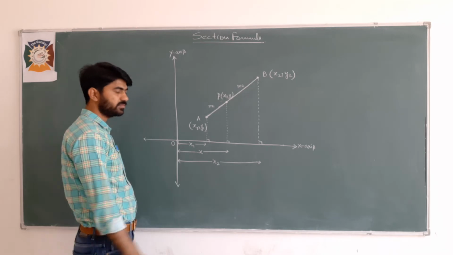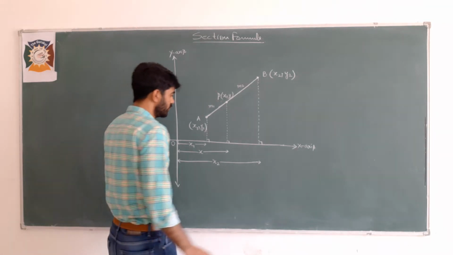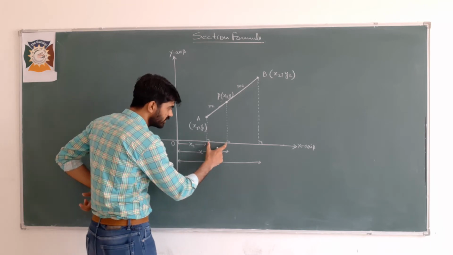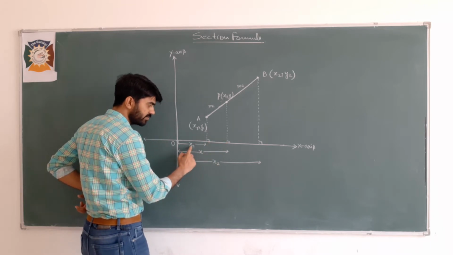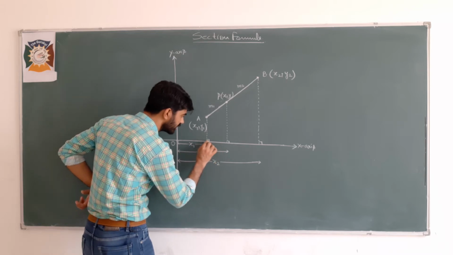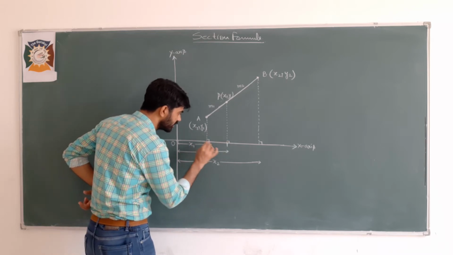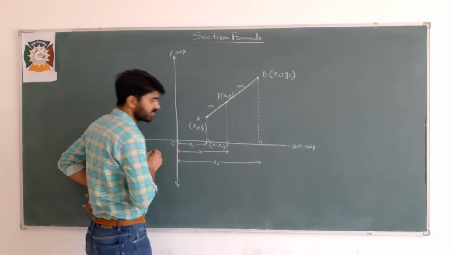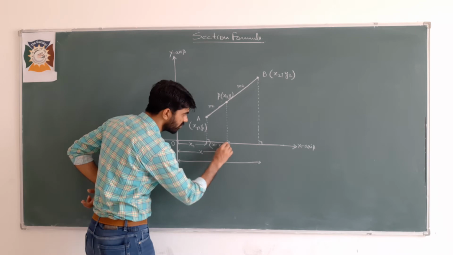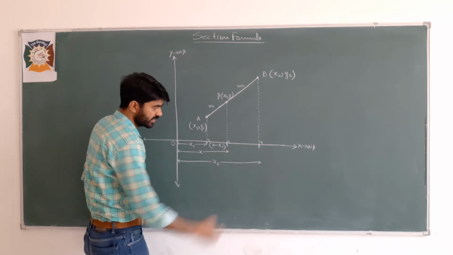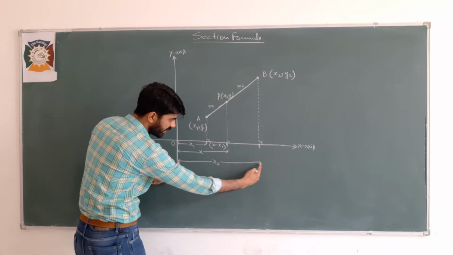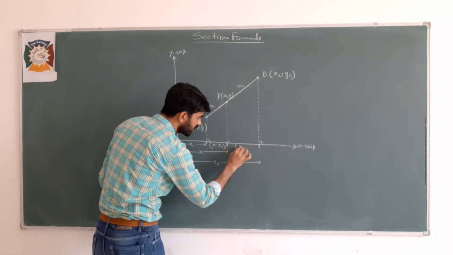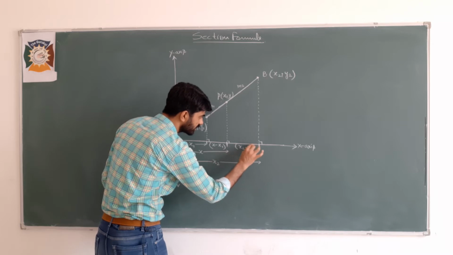Now what about this distance? This much will be x minus x1. So this distance from here to here is x minus x1. What about this distance from here to here? This distance will be total x2 minus x. So this much is x2 minus x.